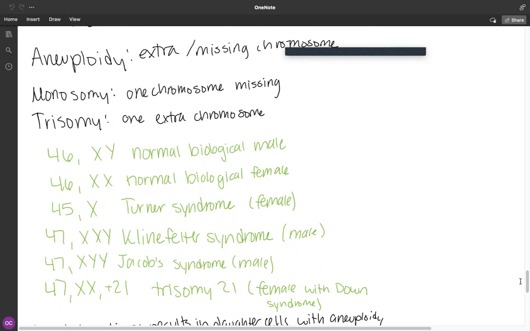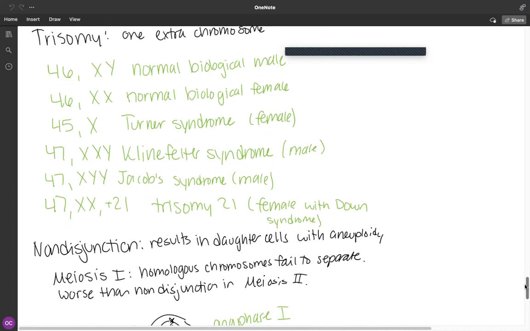And lastly, a few more things that you need to know. We talked about non-disjunction and chromosome number. So aneuploidy is when you have an extra or a missing chromosome. So essentially you don't have the normal amount of chromosomes. Monosomy is when you have one chromosome missing, and trisomy is when you have an extra chromosome. And we talked about the shorthand that you need to know for the exam.